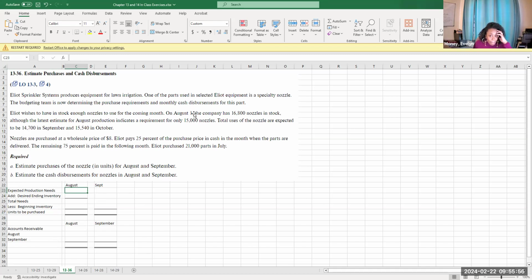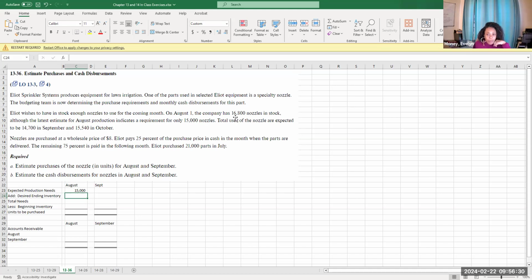I know I'm looking at nozzles, and on August 1, the company has 16.8 in nozzles in stock. The latest estimation for production indicates a requirement for only 15,000. So the number of nozzles I need is 15,000. We'll do September last. Let's do August first. Take it piece by piece. So for August, my estimated production needs are 15,000.